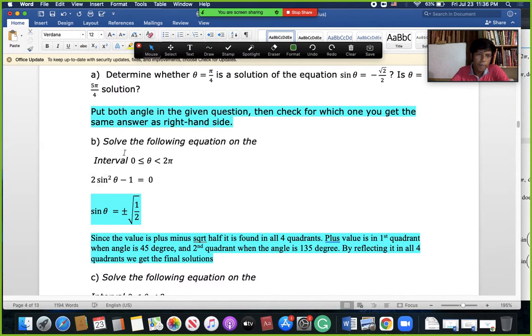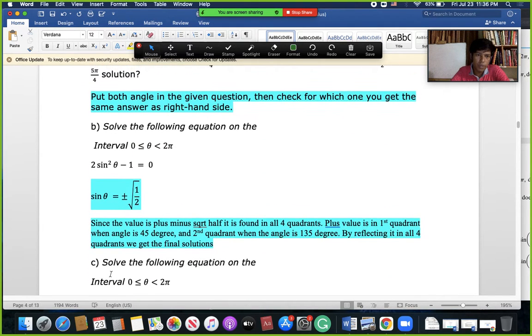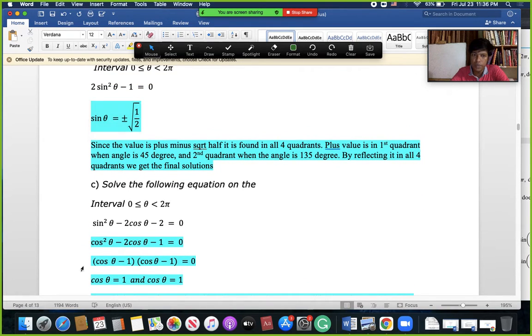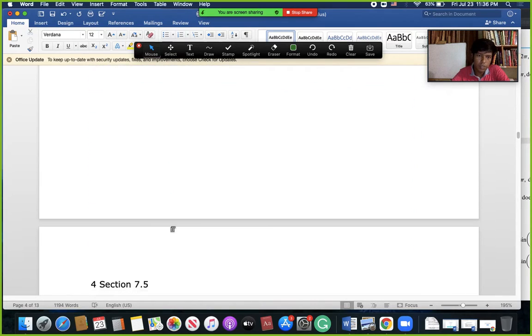This B number and C number are somewhat similar, just the function is a little different. So that's why the calculation is a little bit different.